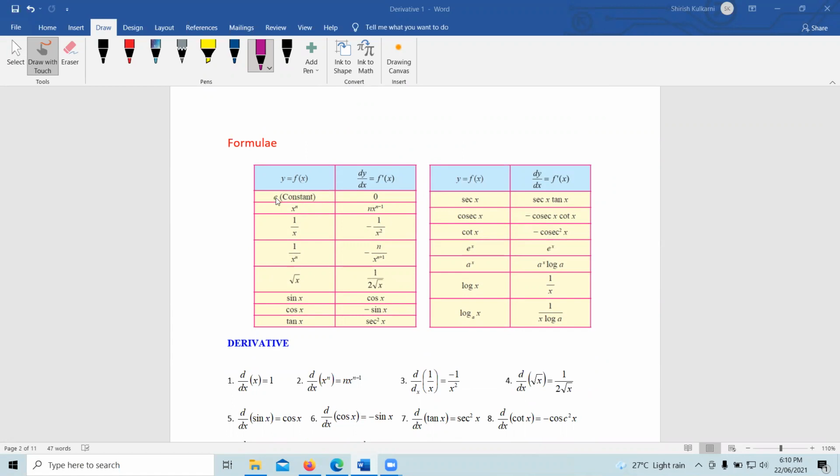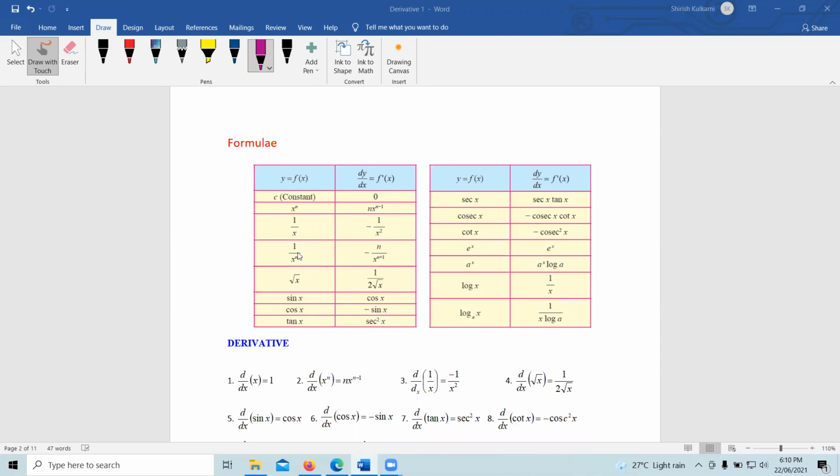Then what is the derivative of a constant? The derivative of a constant is 0. dy by dx is equal to f dash of x. Then what is the derivative of x raised to n? The derivative of x raised to n is n x raised to n minus 1. Then what is the derivative of 1 by x? The derivative of 1 by x is minus 1 by x square.